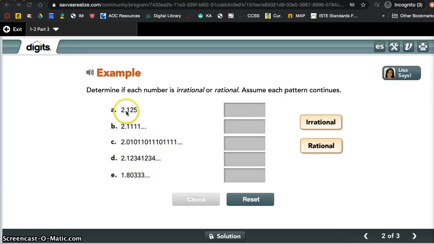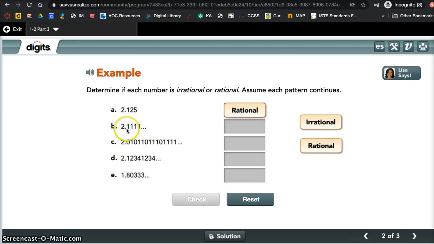So now let's check and see if each one of these is rational or irrational. So 2.125. We don't see any of the repeating dots or repeating bars. And if we saw anything like that, that would trigger that we need to look at it closer. And since there's nothing, we're just going to say it's rational.